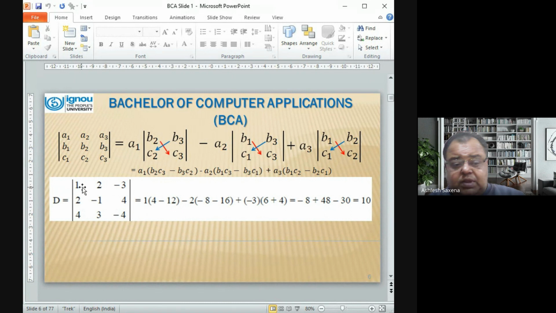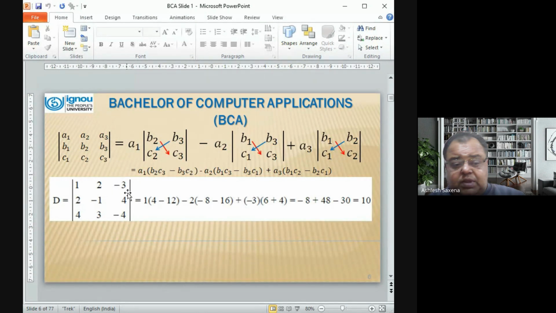What I will do now is do it directly. Pick this one, bracket, minus 1 into minus 4, that is 4, minus 4 into 3 is 12, bracket close, minus 2. First one is plus, second one is minus. Remove this, remove this, multiply this 2 and minus 8, minus 4, you will get minus 8, minus 4 into 4, 16, bracket close. First one is plus, second one is minus, third one is plus.